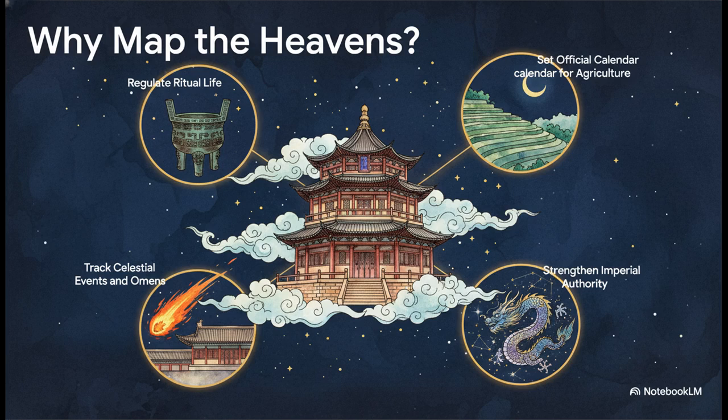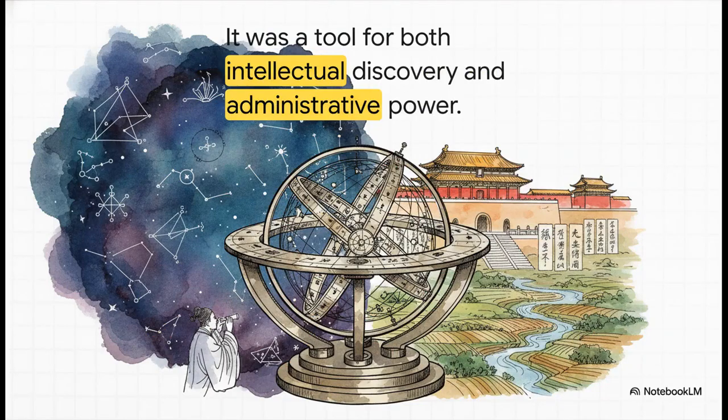Well, for ancient Chinese astronomers, this wasn't just about idle curiosity. Not at all. Mapping the sky was incredibly practical. It was totally essential for things like setting the official calendar for farmers, for regulating state rituals, and for tracking celestial events. Comets, eclipses, which were seen as omens directly tied to the emperor's right to rule. So you see, this was way more than just science for the sake of science. A better map of the sky meant you could make better predictions. That led to a more stable society, and that, in turn, meant a stronger government. It was a tool for both intellectual power and administrative power.